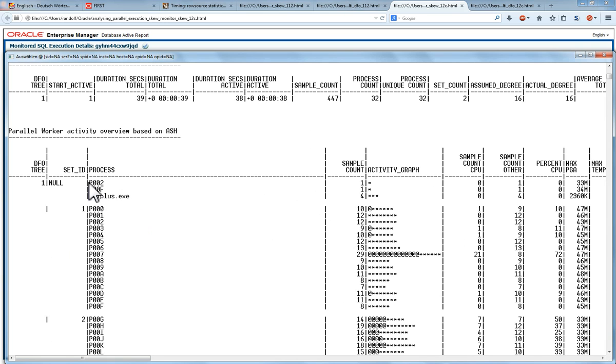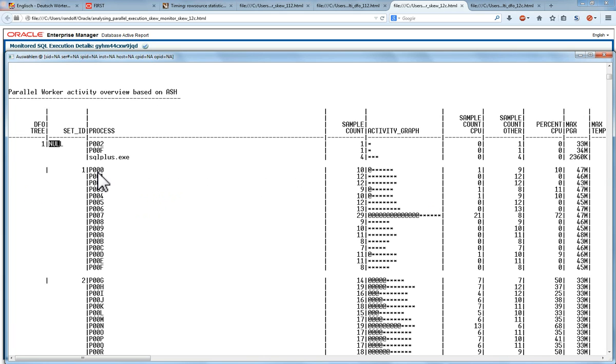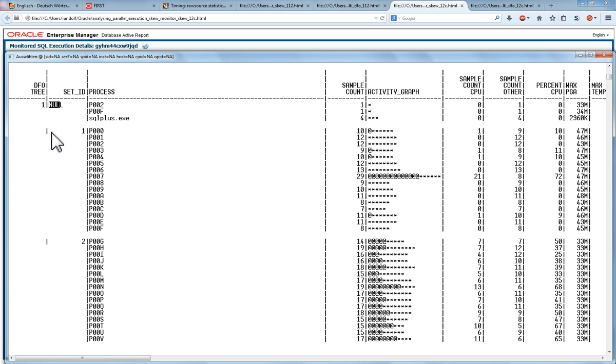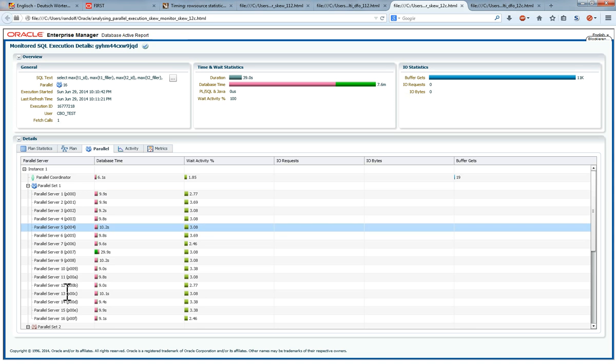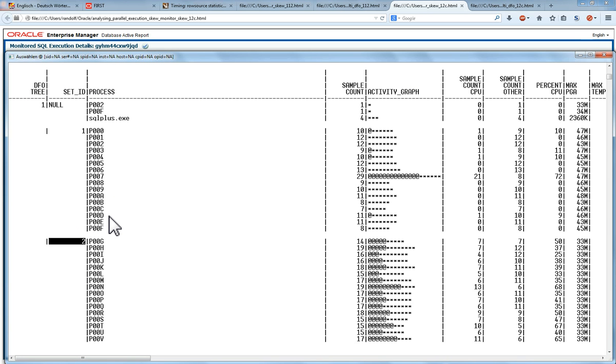Here we have, as it looks like, for whatever reason 2 samples of parallel execution servers that are related to this PX coordinator plan line, whereas this SQL plus here, this query coordinator process activity, is expected, and therefore this null set ID shows up here, because it can be related to the DFO tree number 1, but it cannot be related to any set. But the remaining activity is then either relating to set number 1 or set number 2, which again corresponds to what you see here in the real-time signal monitoring report.